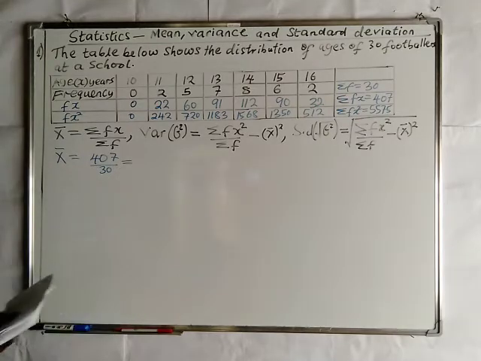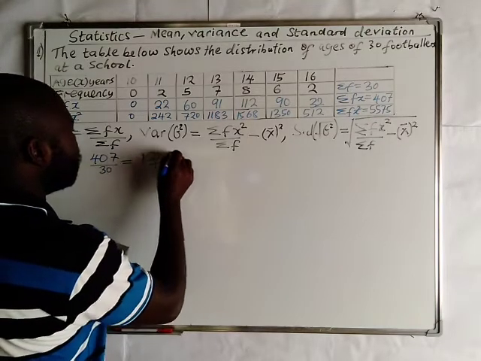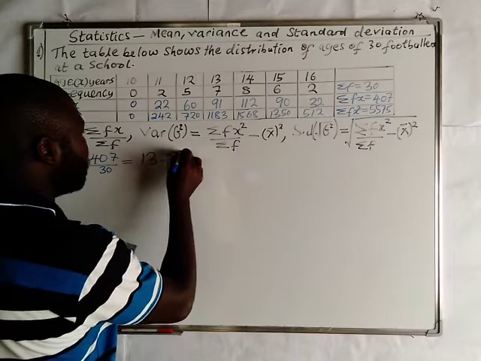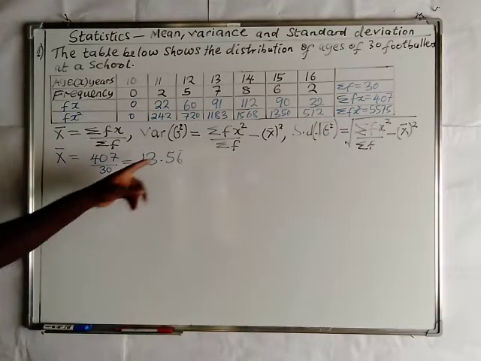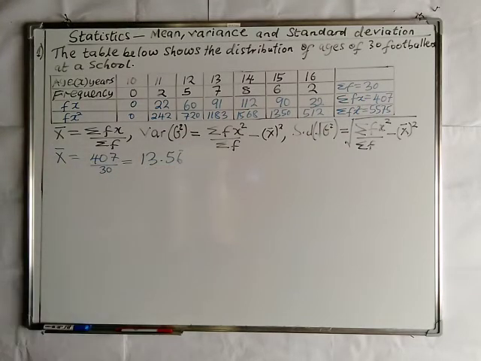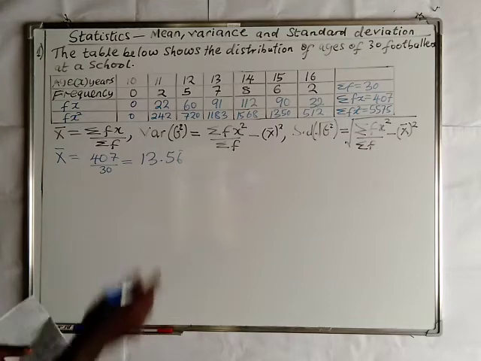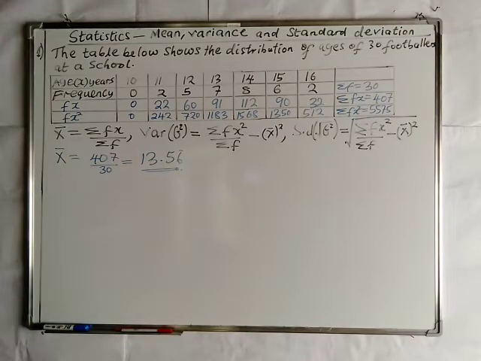Now when we say 407 divided by 30, we are getting 13.56 bar. 6 bar meaning that the 6 keeps on repeating. So simply we just say 6 bar. So basically this is the mean. Okay, let's move on now.